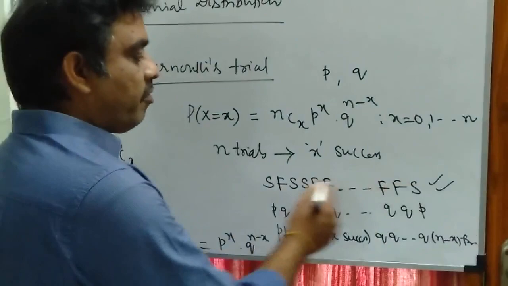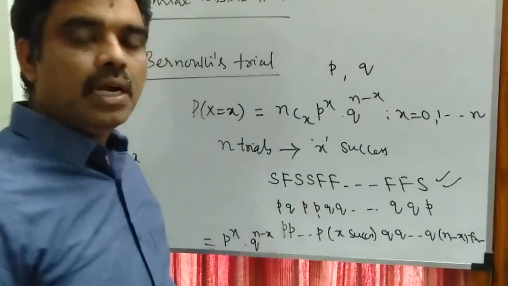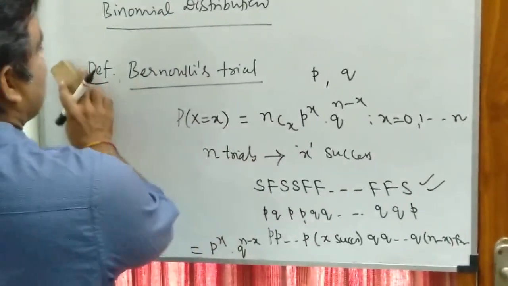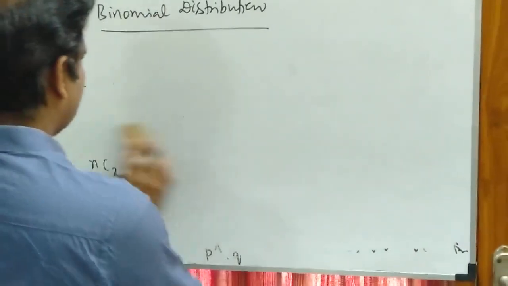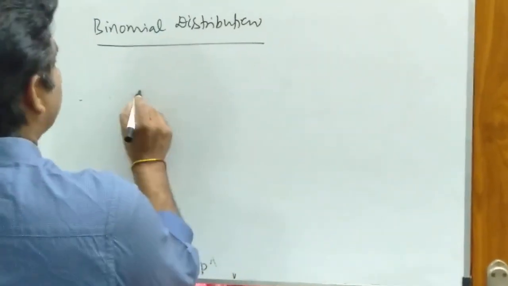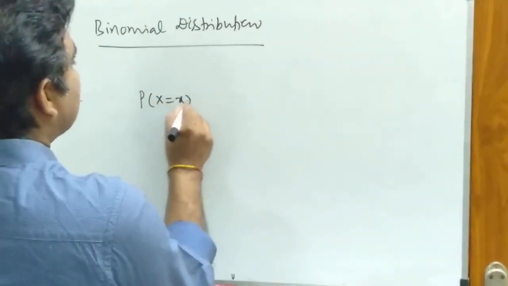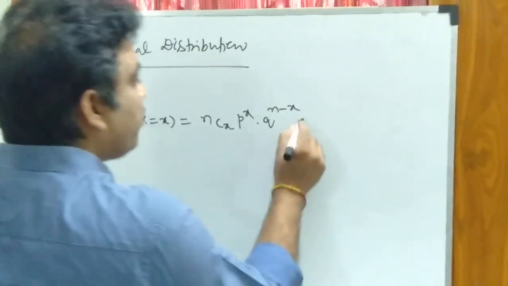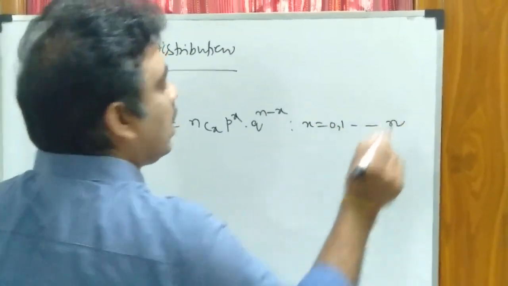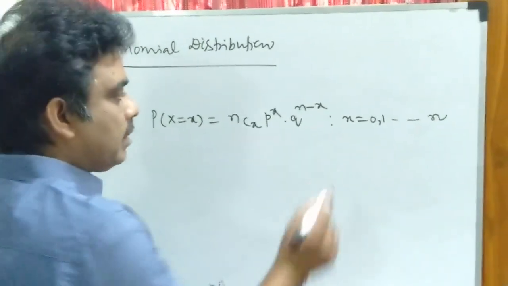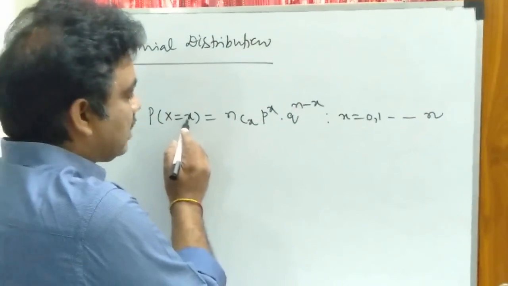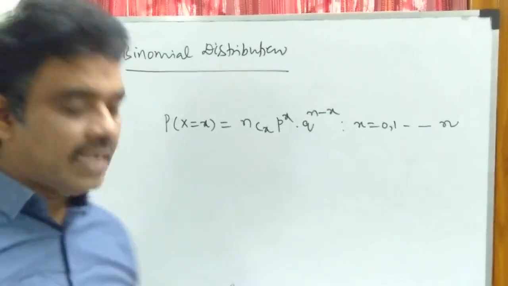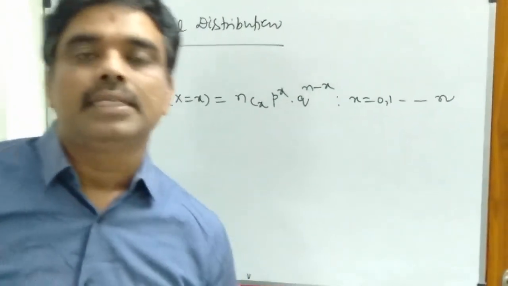So this is one way of getting x successes and n minus x failures, and these combinations you may get nCx ways. So the total probability of getting x successes and n minus x failures is given by P of x equals nCx p power x q power n minus x, where x varies from 0, 1, and so on up to n. The upper limit is n, because you may get 0 successes, or 1 success, or 2 successes, 3, 4, and so on, you may get n successes. So this is the probability of getting x successes in n Bernoulli trials.